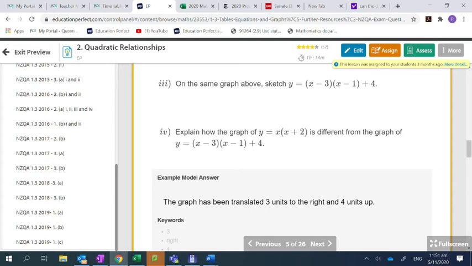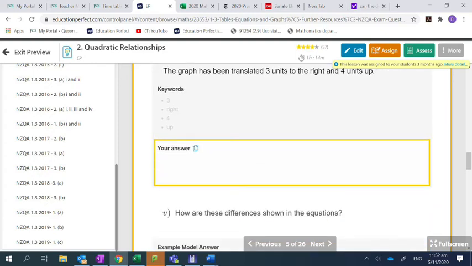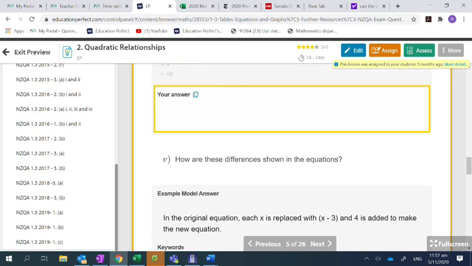Explain how the graph of y equals x plus 2 is different from the graph of that one. Well, the graph has been translated 3 units to the right and 4 units up. It's right there. But you knew that anyway. How are these differences shown in the equation? To get the second equation, we added 4 on every x value. Right? That's what right 4 means. Add 4.